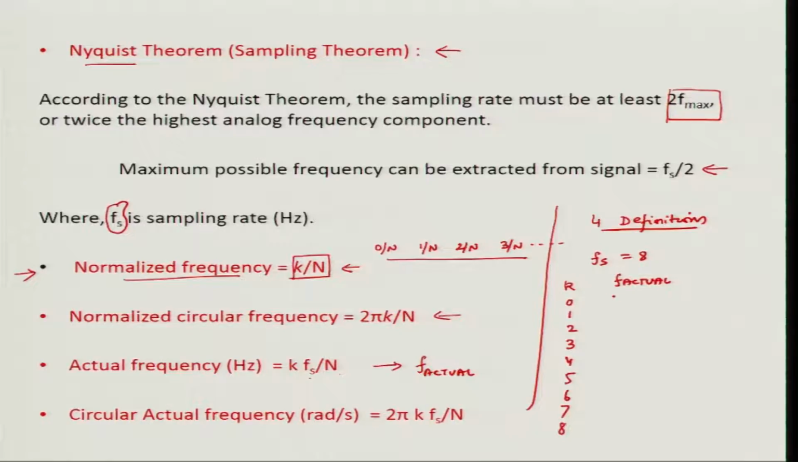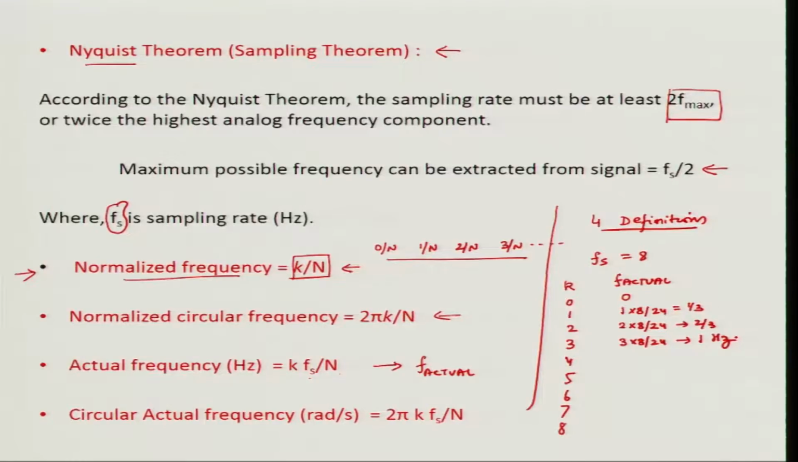When k was 0, f actual means 0 hertz. When k was 1, it means 1 times 8 divided by 24, which is 1/3 hertz. When k was 2, it is 2 times 8 divided by 24, which means 2/3 hertz. When k was 3, it is 3 times 8 divided by 24, which means 1 hertz. Okay. So, the moment we know k, using the sampling frequency and the total number of points which we have collected, we can calculate actual frequencies.